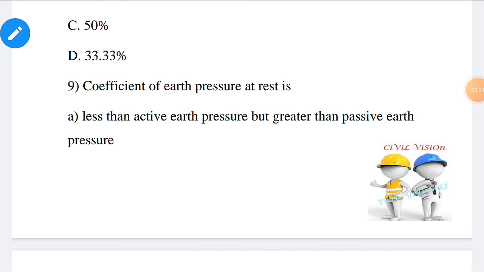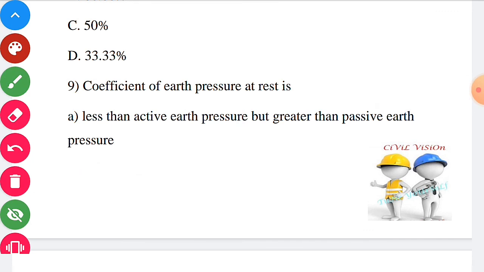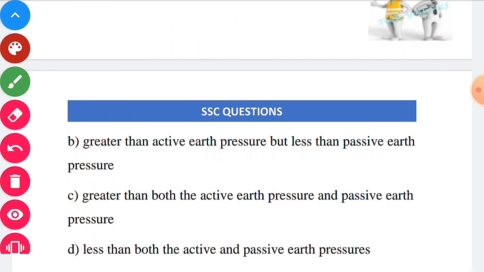Ninth one, coefficient of earth pressure at rest is. We know the relation between active, passive and earth pressure at rest. Active earth pressure is the least one, which should be less than earth pressure at rest, which is less than passive earth pressure. From this expression, we find the answer for this question. Earth pressure at rest is greater than active earth pressure, and at the same time less than passive earth pressure. The correct answer for this question is option B.